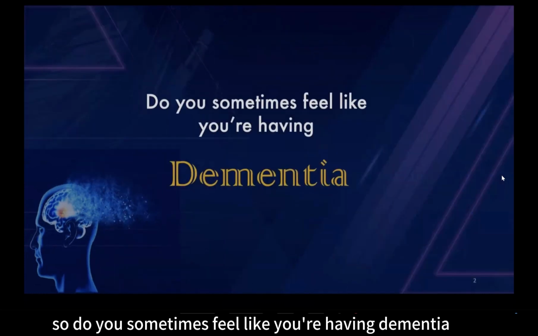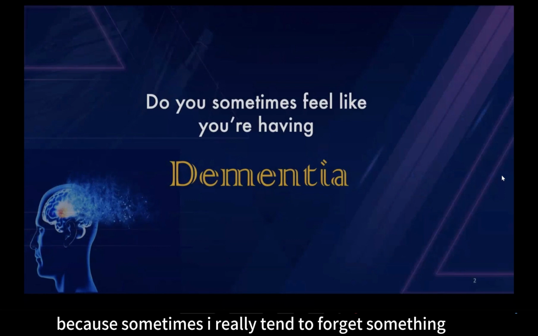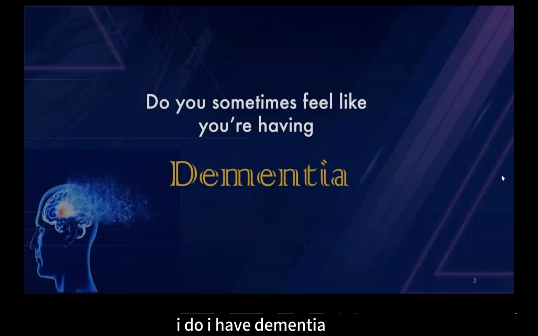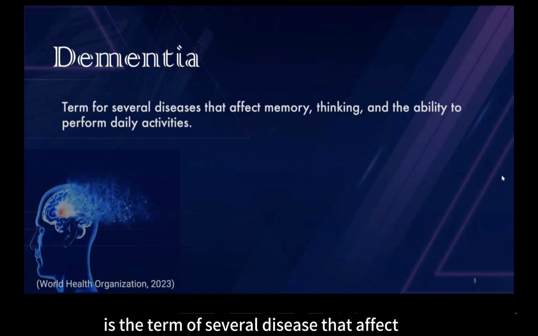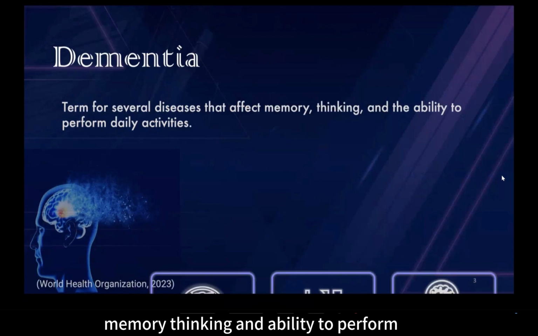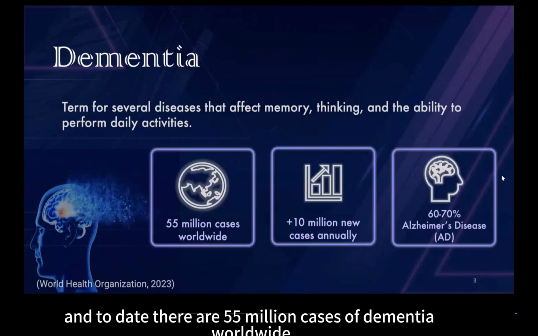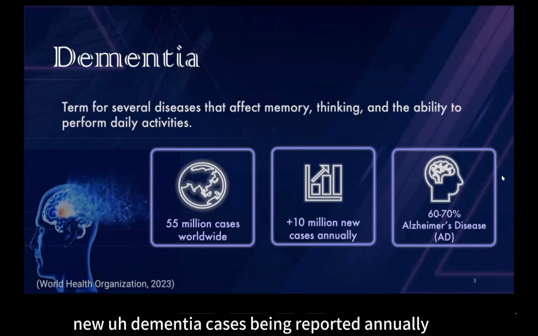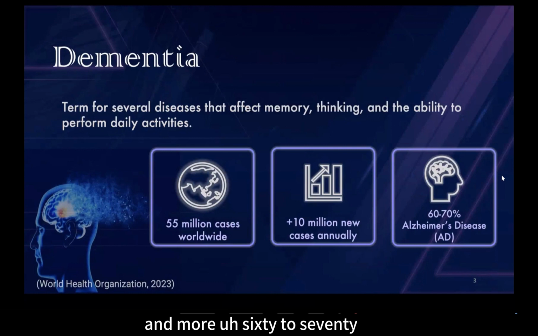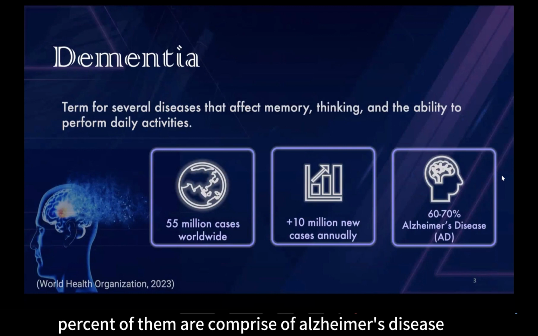Do you sometimes feel like you're having dementia? Because sometimes I really tend to forget something. So sometimes I feel like, do I have dementia? The World Health Organization defines dementia as the term for several diseases that affect memory, thinking, and ability to perform daily activities. To date, there are 55 million cases of dementia worldwide, with more than 10 million new cases being reported annually, and 60 to 70% of them are Alzheimer's disease.